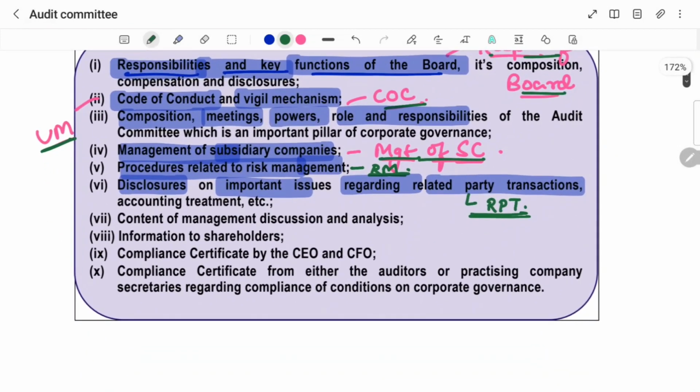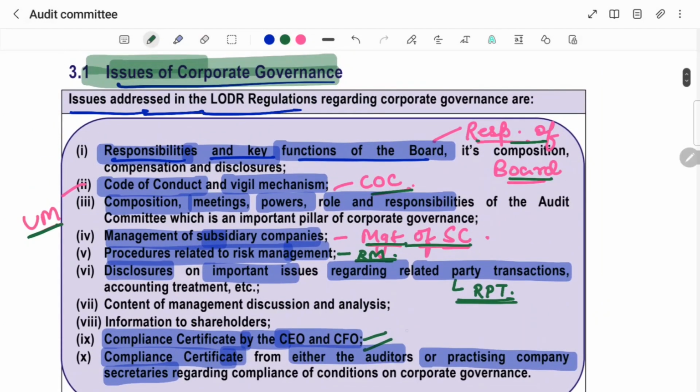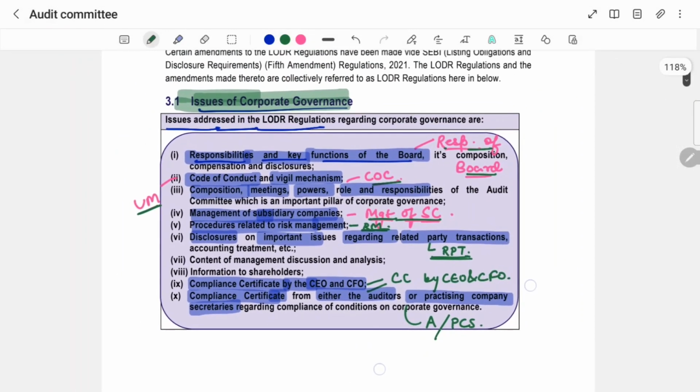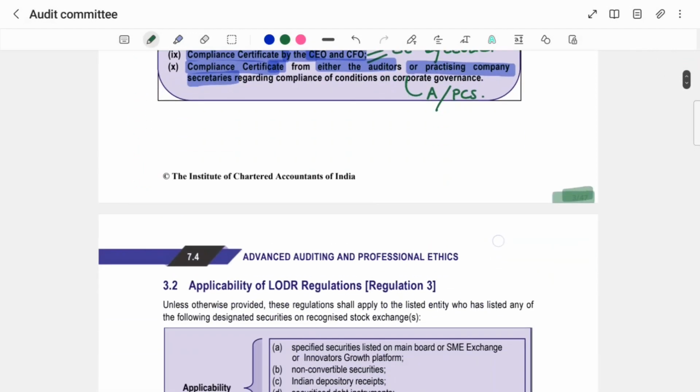Then the last 2 points are very easy to learn, that is based on compliance certificate. Both the points are talking about compliance certificate. In the first point, the compliance certificate is issued by the CEO and CFO, and in the second point, the compliance certificate is from either the auditors or the practicing CS. Both are easy to recall. CC, that is compliance certificate, one is by CEO and CFO, and the other is by auditors or PCS, that is practicing CS. Okay, so a total of 8 points are done, which is more than enough.